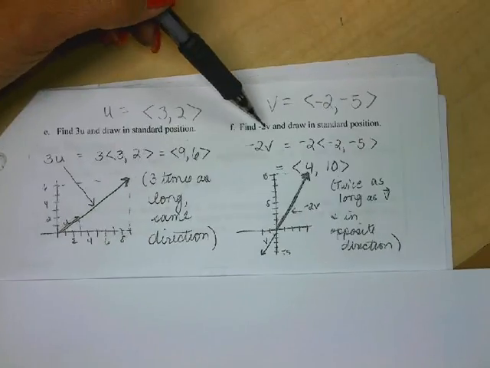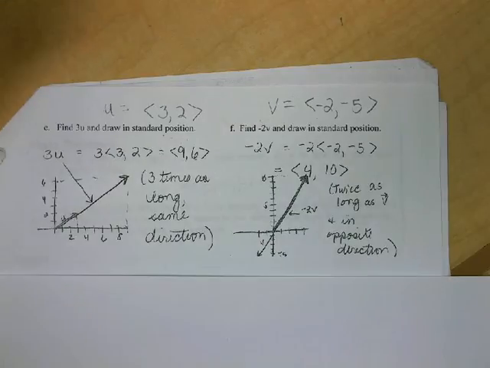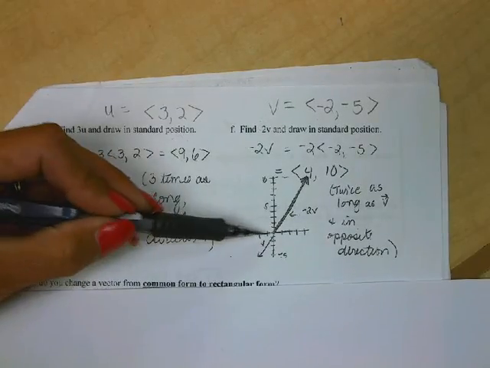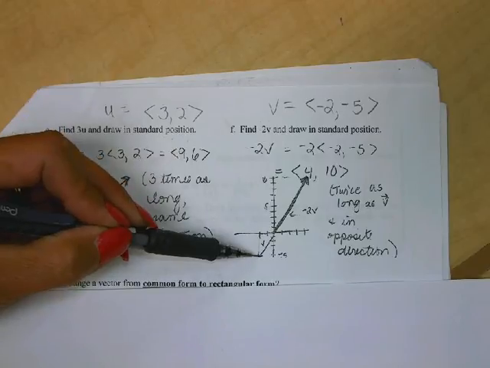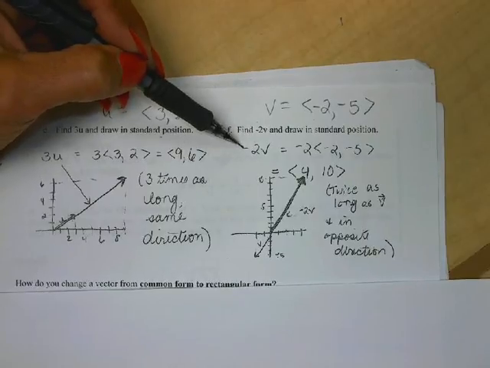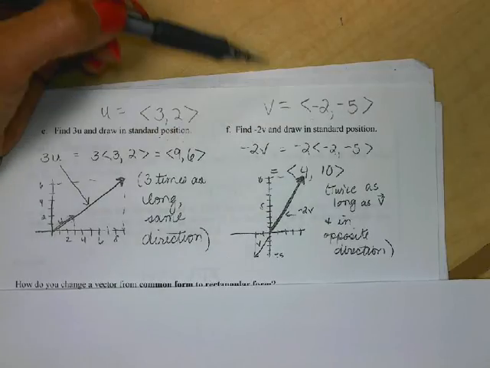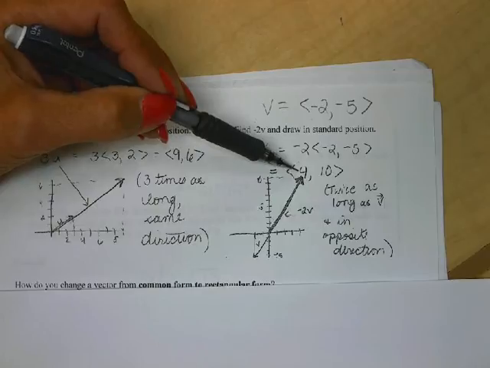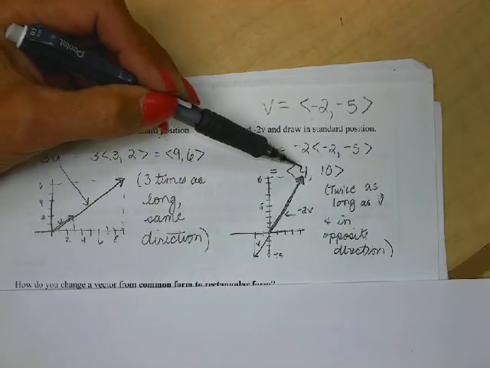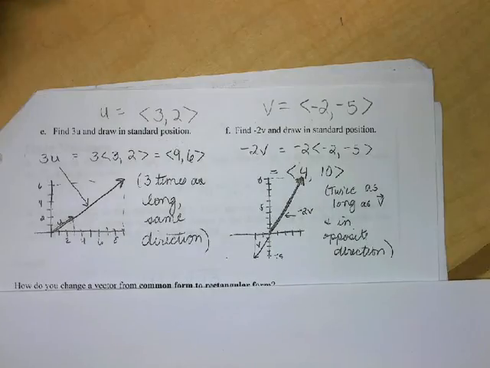Now on the other hand, if I asked you to find -2v, or -2 times vector v, and ask you to draw it in standard position, I have vector v drawn, left 2, down 5, and I know my vector will have to be 2 times longer, but the negative will denote that it's going in the opposite direction. So algebraically, again, it looks like I just distribute it through. And that is how simple it is if your vector is in the component form or the rectangular form. So the vector 4, 10 is twice as long as v and in the opposite direction.